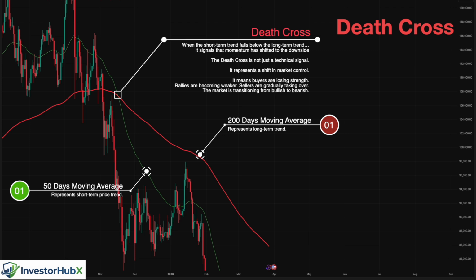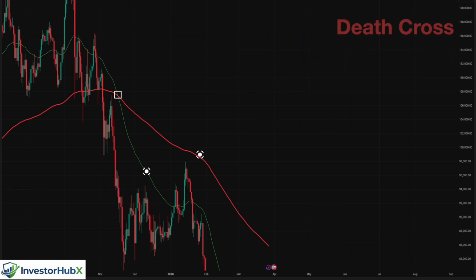The Death Cross is not just a technical signal. It represents a shift in market control. It means buyers are losing strength, rallies are becoming weaker, sellers are gradually taking over. The market is transitioning from bullish to bearish.